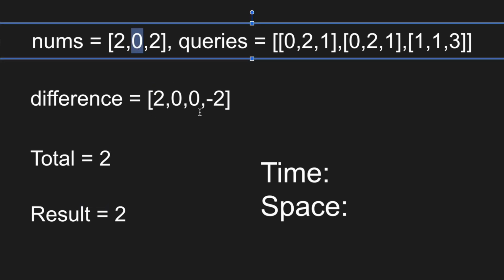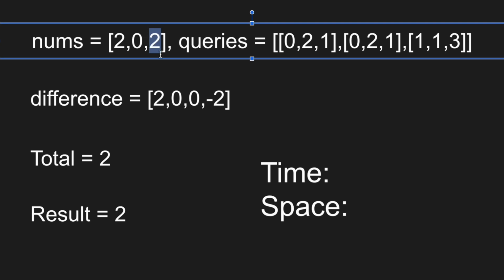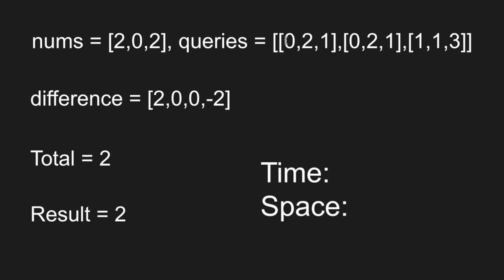So now we are here. Total plus this is already not less than nums, so we can skip it since we don't need any more queries. And now that we are here, since the total is 2, it is not less than 2, so we don't need to take any more queries, so we can move on. And now that we reach the end of nums, it shows that we only need to do 2 queries for this example, so we return 2.